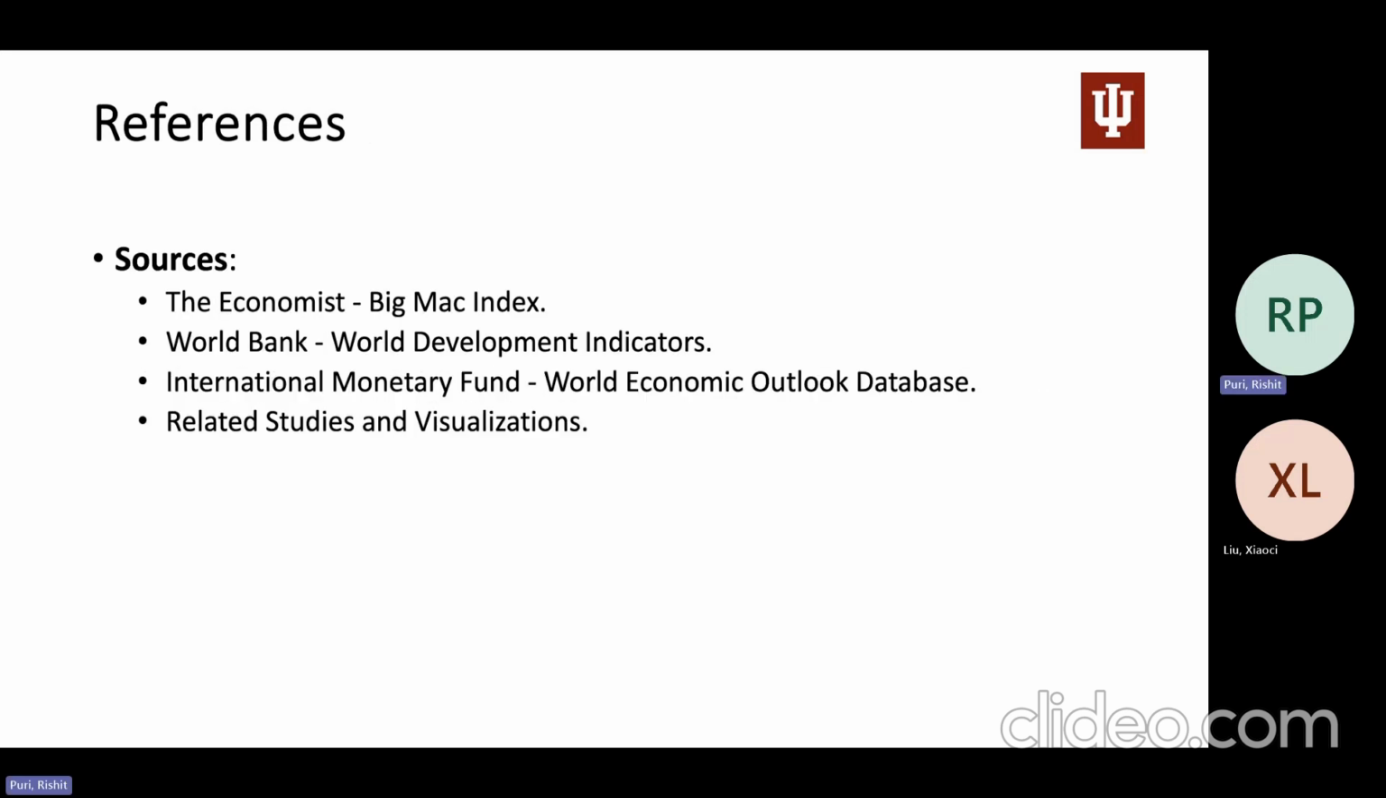Lastly, we would like to mention the sources we referred to: The Economist, which was the one that came up with the Big Mac index to compare countries at various levels. The World Bank had the World Development Indicators, the World Economic Outlook database, and related studies and visualizations.